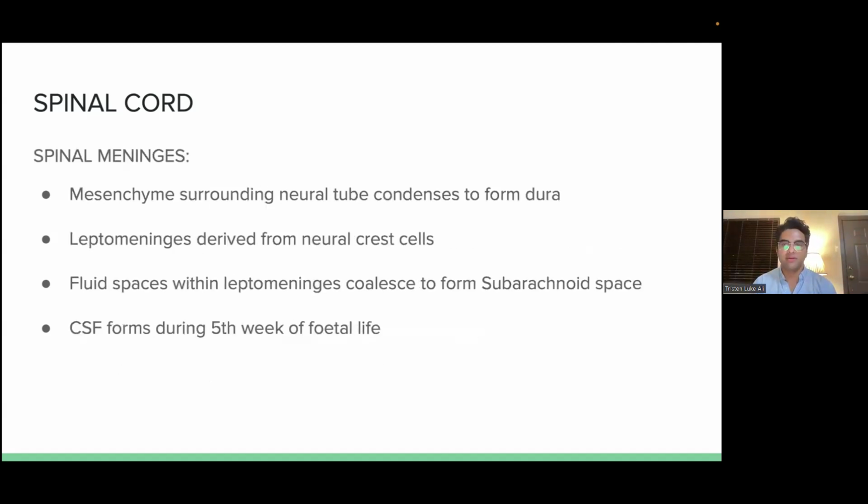When discussing the spinal cord, we must also discuss the spinal meninges. The mesenchyme surrounding the neural tube condenses to form the dura. The leptomeninges derive from neural crest cells. The fluid spaces within the leptomeninges coalesce to form the subarachnoid space, and CSF usually forms during the 5th week of fetal life.